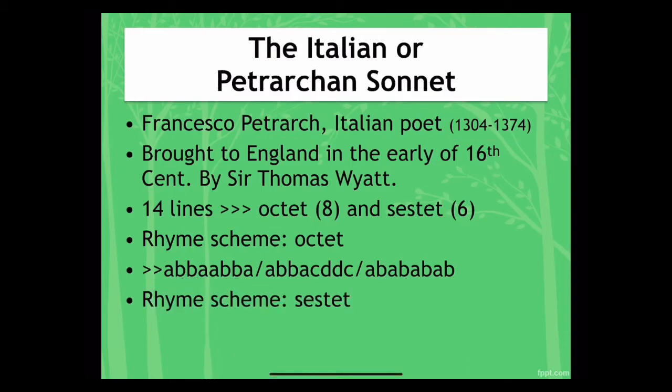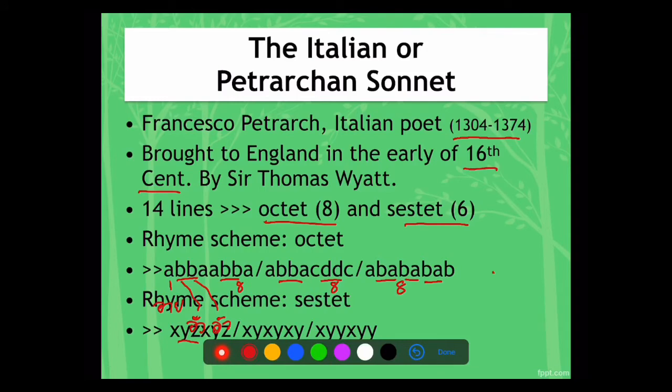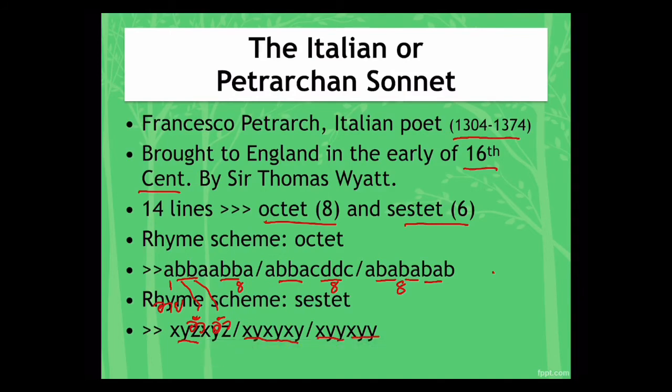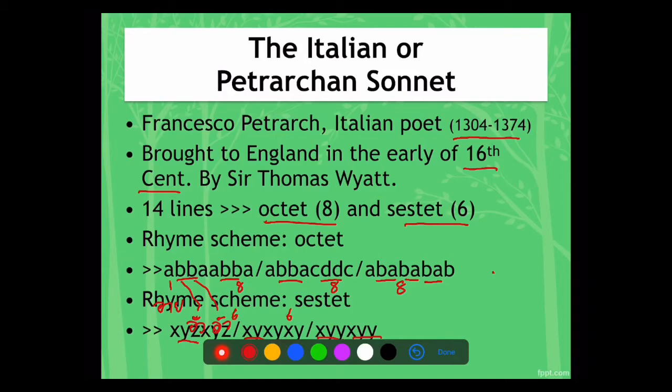Now the rhyme scheme says that the last six lines are different. It's X, Y, Z, X, Y, Z, or X, Y, X, Y, X, Y, or X, Y, Y, X, Y, Y. No matter what the repetition is that you want to rhyme, you can see there's a difference in the lines. It's 8 lines for the ABBA, but with this one it's 6 lines.